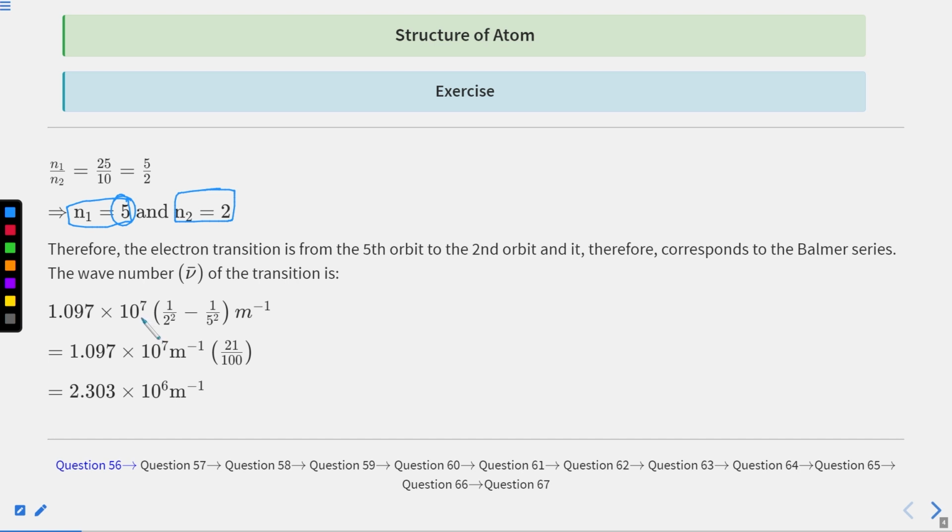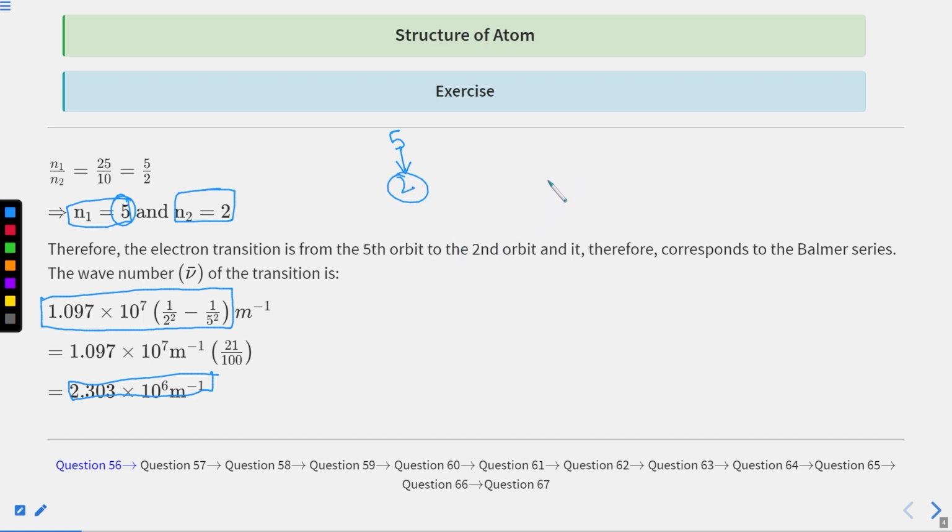We know the formula in terms of wave number: 1.0979 into 10 to the power 7 times (1 by n2 square minus 1 by n1 square). The transition is taking place from the fifth orbit to the second orbit, so we take 1 by 2 square minus 1 by 5 square. That would give us the wave number as 2.303 into 10 to the power 6.